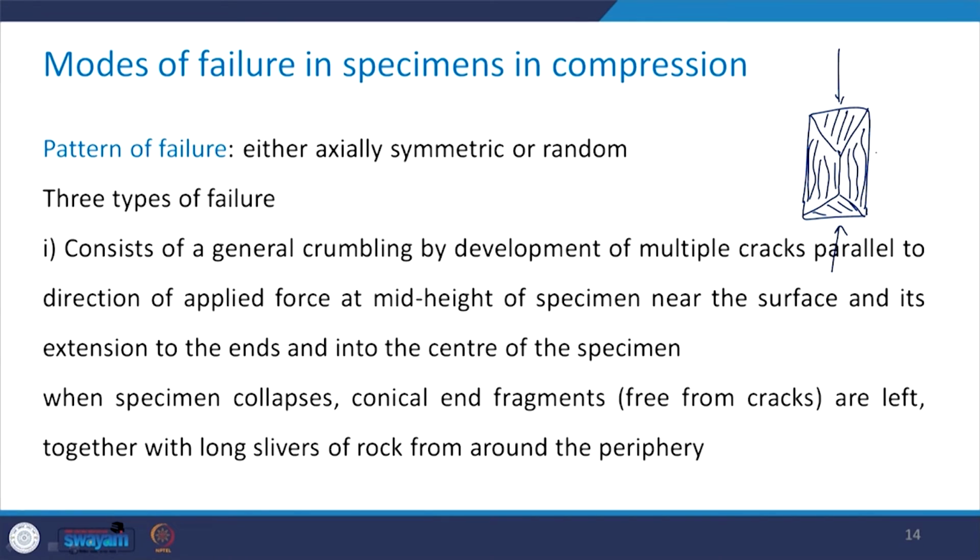now in the direction of this applied loading. So, when the specimen collapses, what you will have is these two conical end fragments. These will be free from cracks. Why? We will discuss these in subsequent classes. And then here this portion will be all long slivers of the rock all around the periphery.